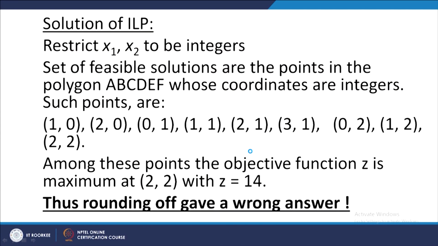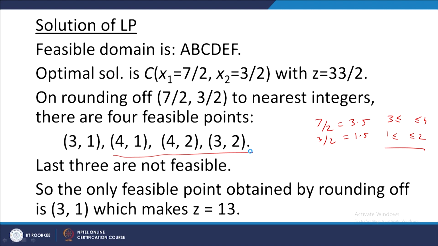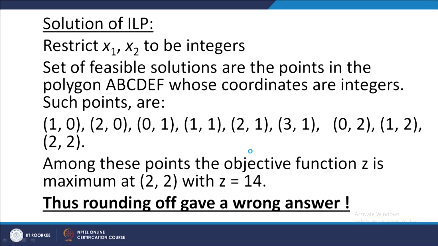So, among these points the objective function value z is maximum at the point (2, 2) where z is equal to 14. So, this means the true solution to the integer programming problem is at (2, 2) with objective function value 14, and the rounding off gave us the solution at (3, 1), which is z equal to 13. So, this means that the process of rounding off has given us a wrong answer, and that is the reason why we need to devise methods to solve an integer programming problem.